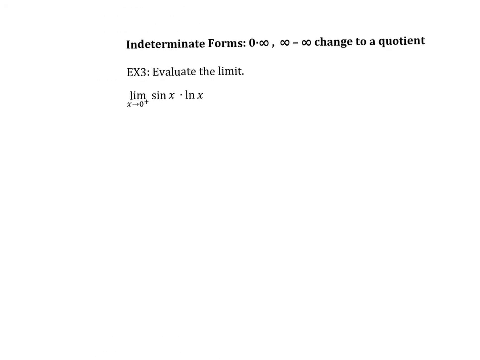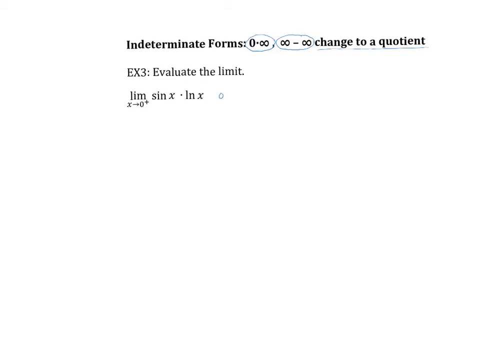Let's go ahead and evaluate other indeterminate forms. So if we have a form such as 0 times infinity or negative infinity, and infinity minus infinity, again, that's indeterminate. We need to do something more to evaluate the limit. So what we're going to try to do is change it to a quotient or a fraction and then use L'Hopital's.